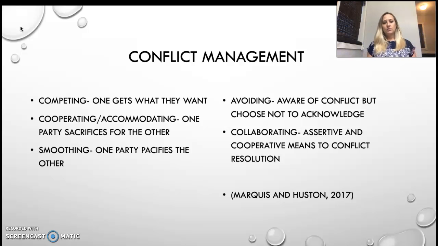Smoothing, which again, is where one party sacrifices for the other, or pacifies or soothes the other party. And then collaborating, so the nurse management is collaborating with the nursing staff to try to make things happier overall. And these conflict management strategies are according to Marquis and Huston 2017.